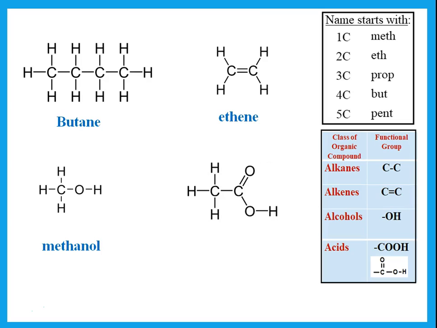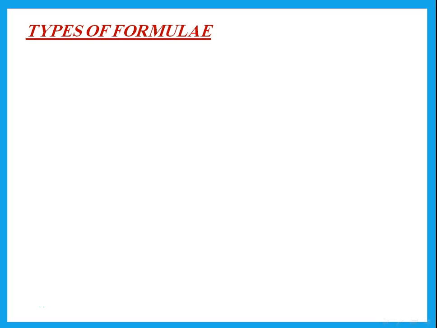What about this one? How many carbons? 2 carbons, so that's eth. Now it is eth what? It is ethanoic acid because it has the functional group for it. Okay, do we understand naming? Okay, let's try looking at the types of formula you will be required to draw.